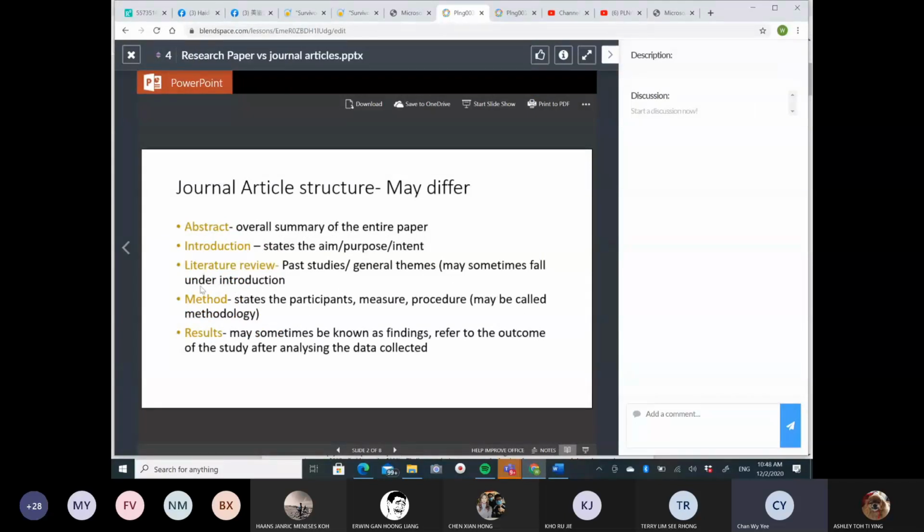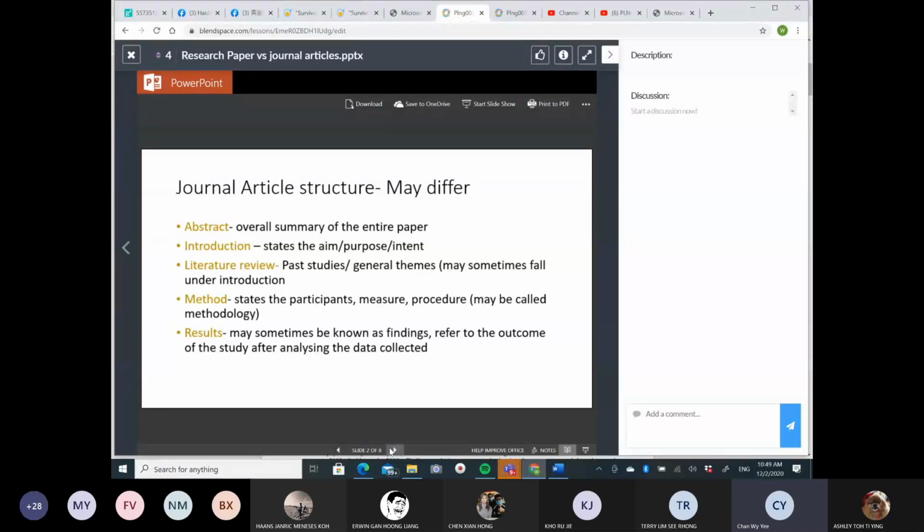Then we have results. The next section is results, but sometimes they are known by other names as well. So different literature, they name sections differently. And it refers to the outcome of the study after analyzing the data collected. So the definition that I put here is actually the main idea that you should be taking out. Like for introduction, you should be taking out the purpose, the intent, or the aim. The literature review, you should be taking out the past studies, the general themes. Method, you should be taking out the participants, measures, and the procedure. For results, you should be taking out the outcome of the study.